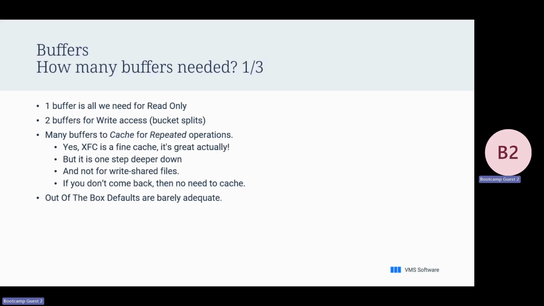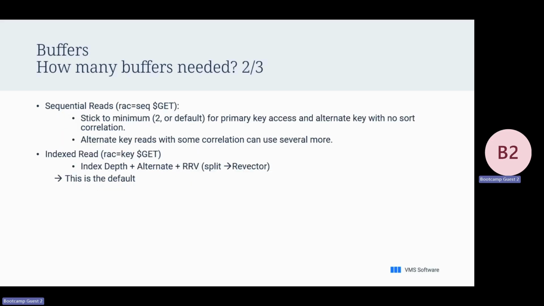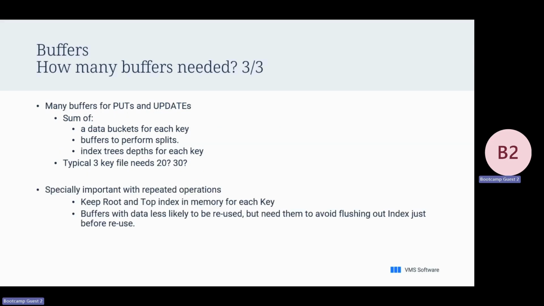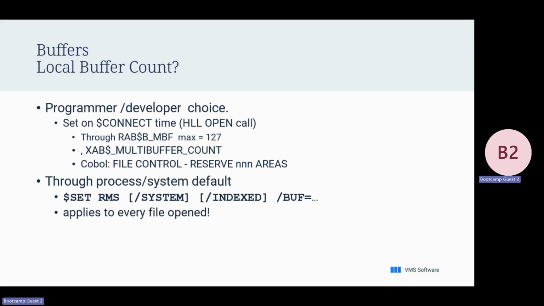Out of the box, the defaults are just barely adequate. We kind of went over this. For sequential reads, we just need a couple of buffers. That'll be fine. Where do I set the local buffer count in RMS terms?